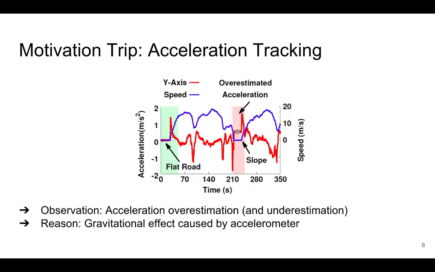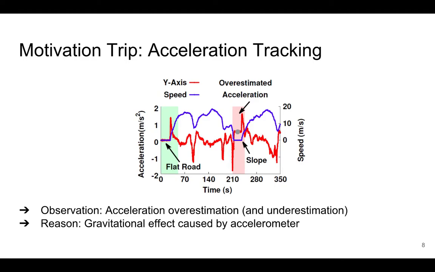Firstly, we look at the acceleration tracking. In this figure, the blue curve is the ground truth OBD speed data, and the red curve is the accelerometer reading. If you look at the pink area, the OBD speed indicates that the car is stopped. However, the accelerometer shows a positive value, which means the car is accelerating. We call this problem the acceleration overestimation problem. It's caused by the gravitational effect, because the y-axis of the accelerometer can sense the force component of gravity when the car is driving on slopes.